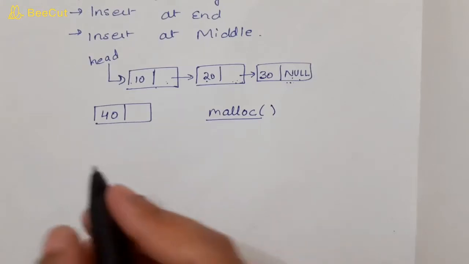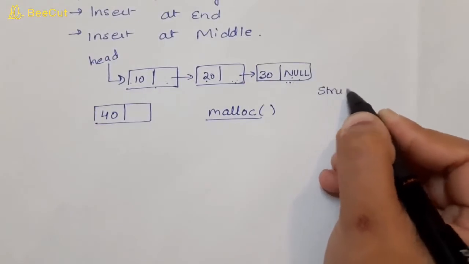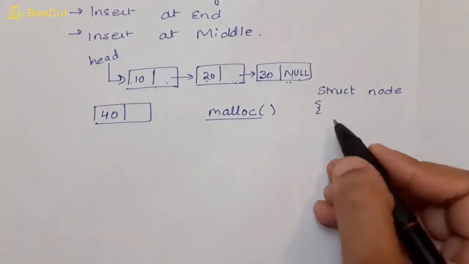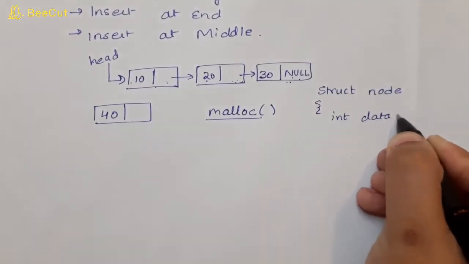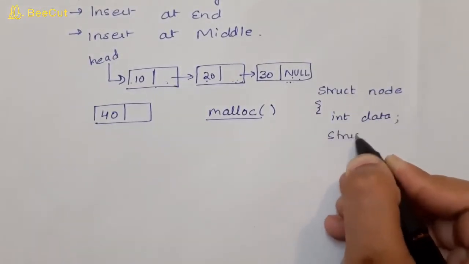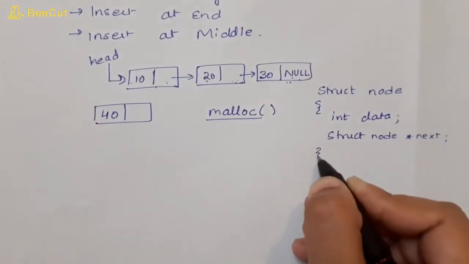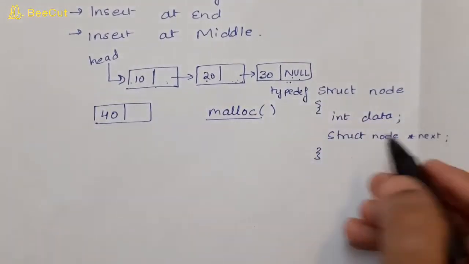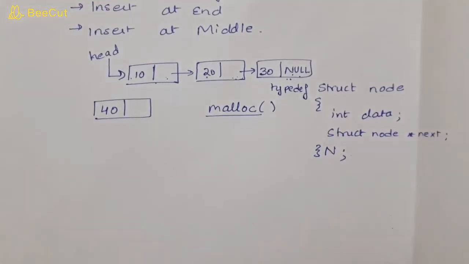So what are we going to do? You have created a structure. I'll write it down. This structure I have already explained in the previous video in the introduction of linked list. This will be the structure. In case you are using typedef, you can write it in a separate line also, or if you want you can write like this also. So I'm going to write n wherever I want to use struct node.